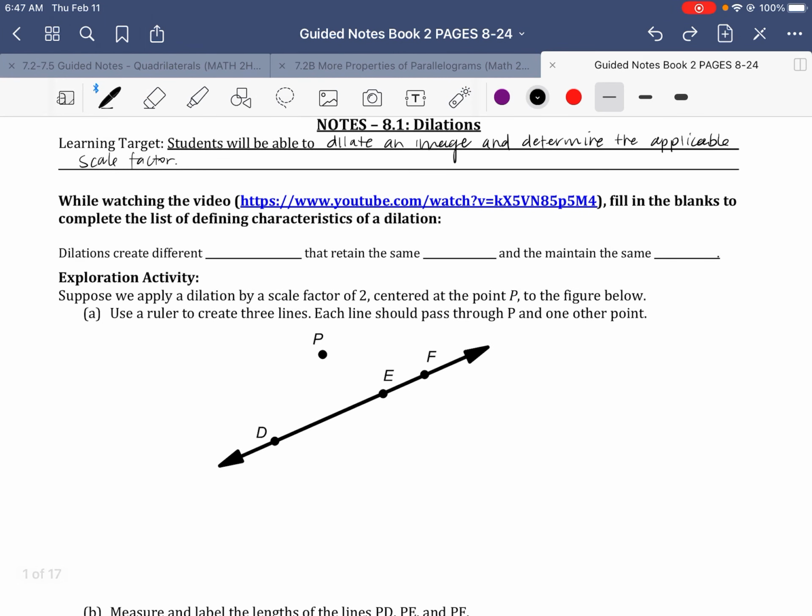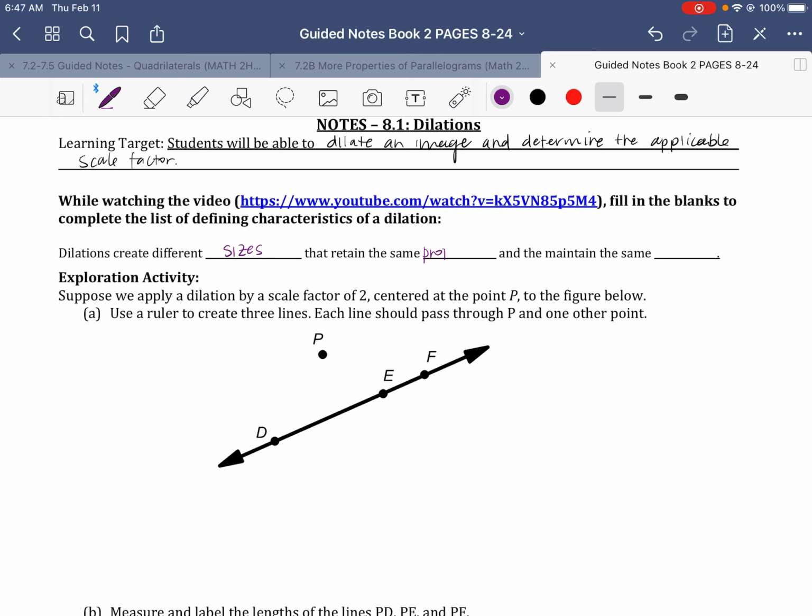What is a dilation? Dilation is a growth or a reduction in the size of a polygon. It does not change the shape. So when we fill this in, dilations create different sizes. It's like when you go get your eyes dilated at the eye doctor, the circular pupil grows, but it's still a circle. If it were to change shape, it would not be a dilation, it just creates a new shape. So dilations create different sizes.